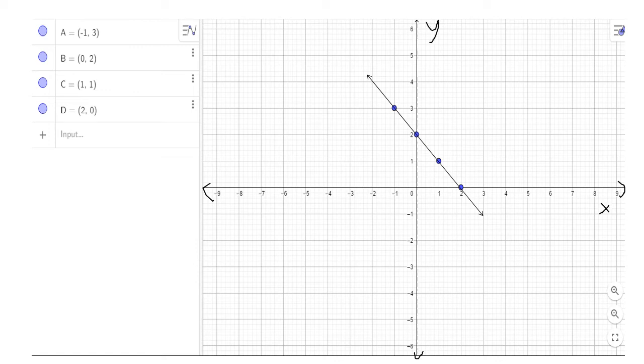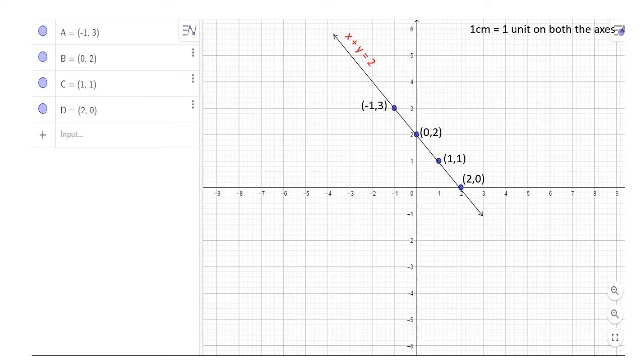Now you have plotted this line. After plotting the line, you write down the coordinates of these points, and on the line we write down the equation. Also we mention the scale: 1 centimeter is equal to 1 unit on both the axes. Now let's solve two more sums of this kind.